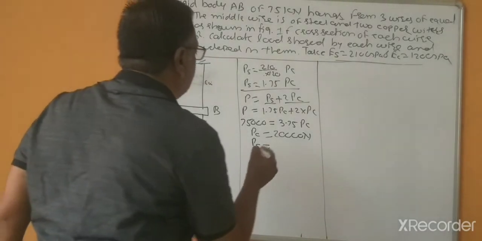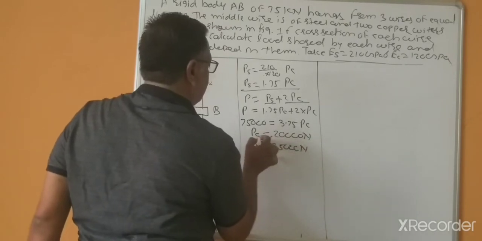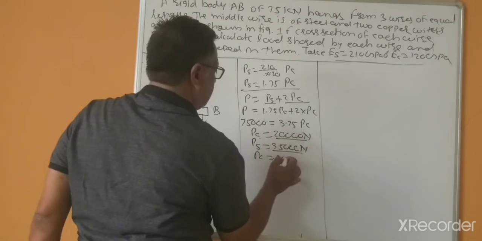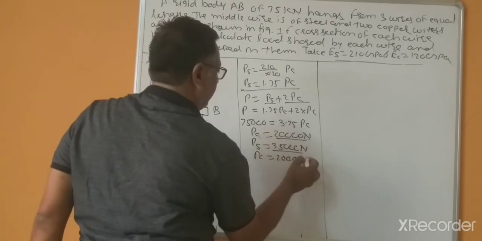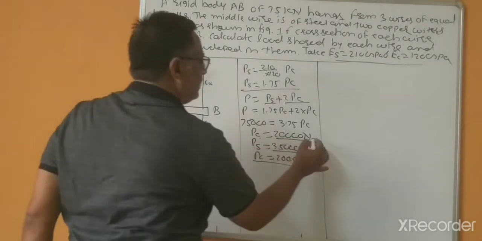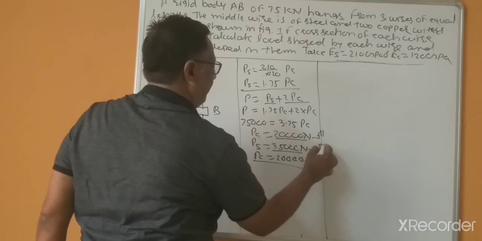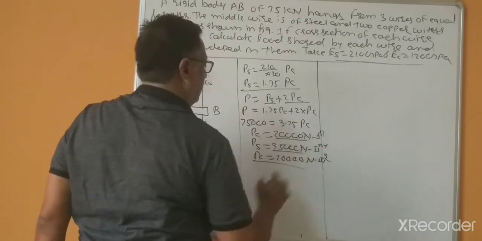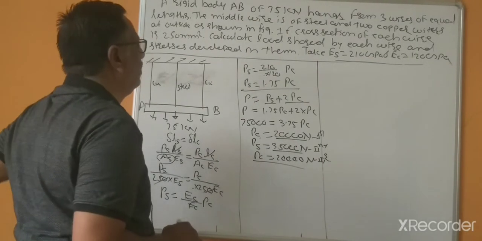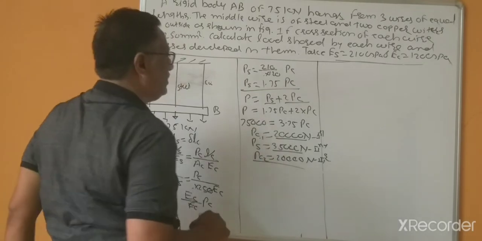So this is load shared by each wire, 20,000, and this is 35,000 newtons. So this is one wire, this is another wire, and this is the third wire, because you may be confused. So this is actually three wires. So this is first, this is second, and this is third, right? Means load shared by each wire.